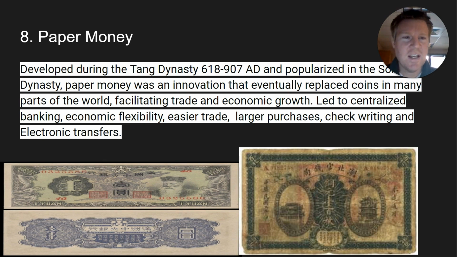So shout out to the Tang Dynasty for paper money. It's way easier than carrying around metal.